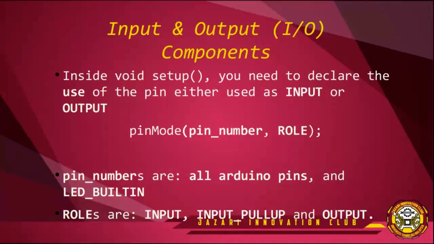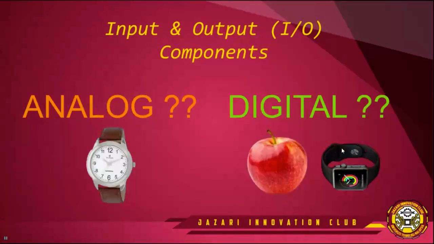So for now, just remember that input and output are all capital letters inside the row. Okay. Next, you need to consider that either the component is analog or digital. Okay, analog or digital. So what is analog?